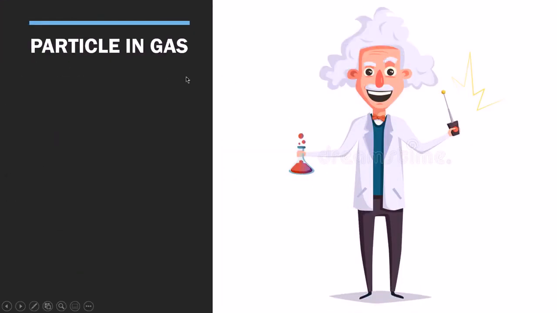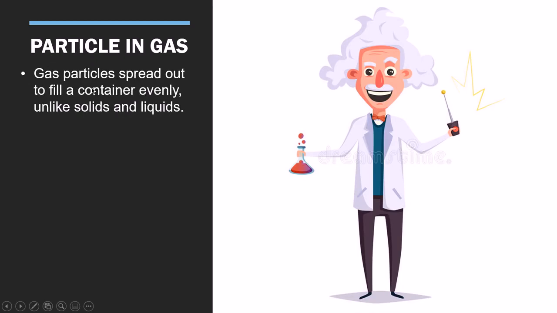Now the particles in gas. Okay. So gas particles spread out to fill a container evenly, unlike solid and liquid. So the gas particles are further away from the different particles. They are far away. They are not joined together like solid and liquid. They do not touch each other. They are freely open. Okay.